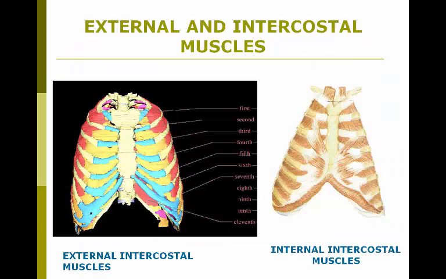This is another picture that shows the external and internal intercostal muscles. The word intercostal means between the ribs. Costa is rib. On the left you have the external intercostal muscles. These muscles are falsely colored, but in the light yellow or manila color you have the bones. The light turquoise blue illustrates cartilage, and then in the red you have intercostal muscles.